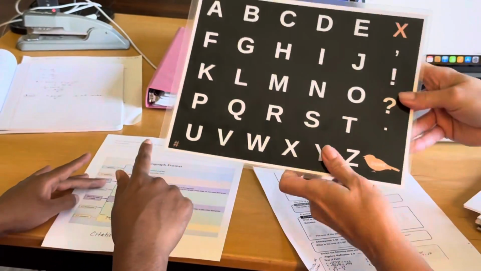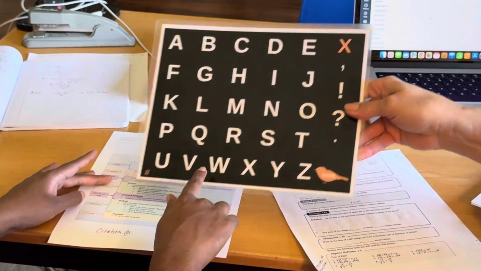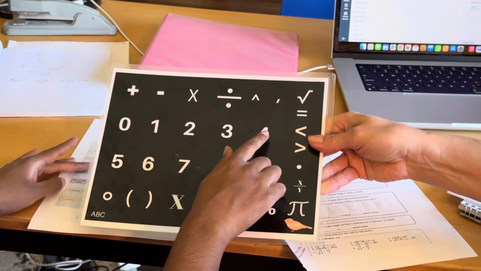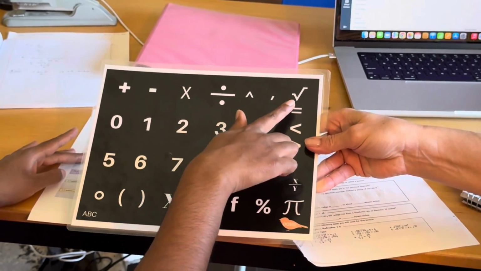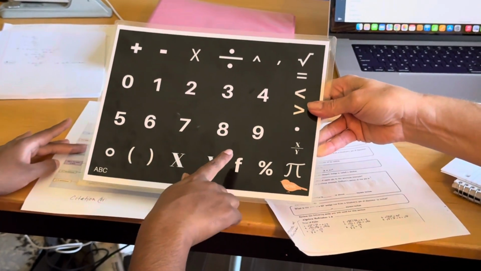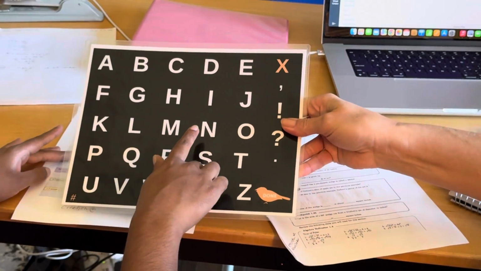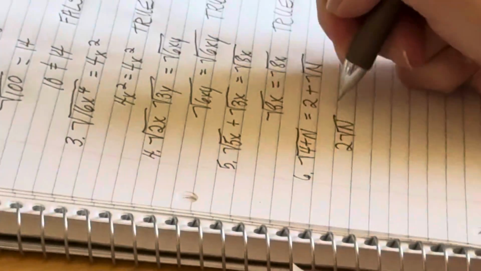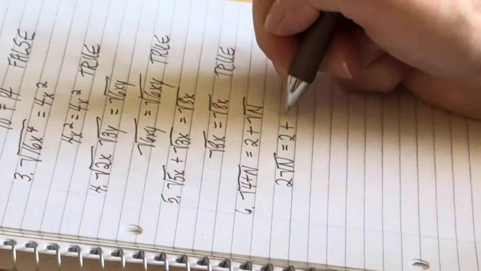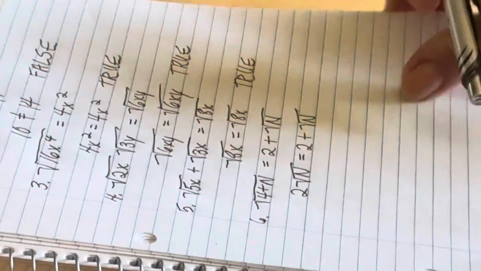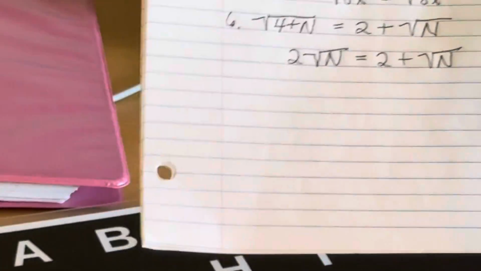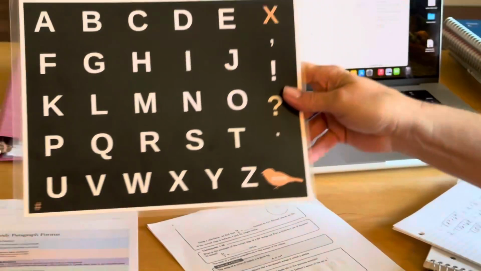Oh, maybe this side. No, this side. I'm right, sorry. 2 square root n. Okay, 2 square root n equals 2 plus square root n. Is that a true statement? 2 square root n equals 2 plus square root n? Is that true or false?